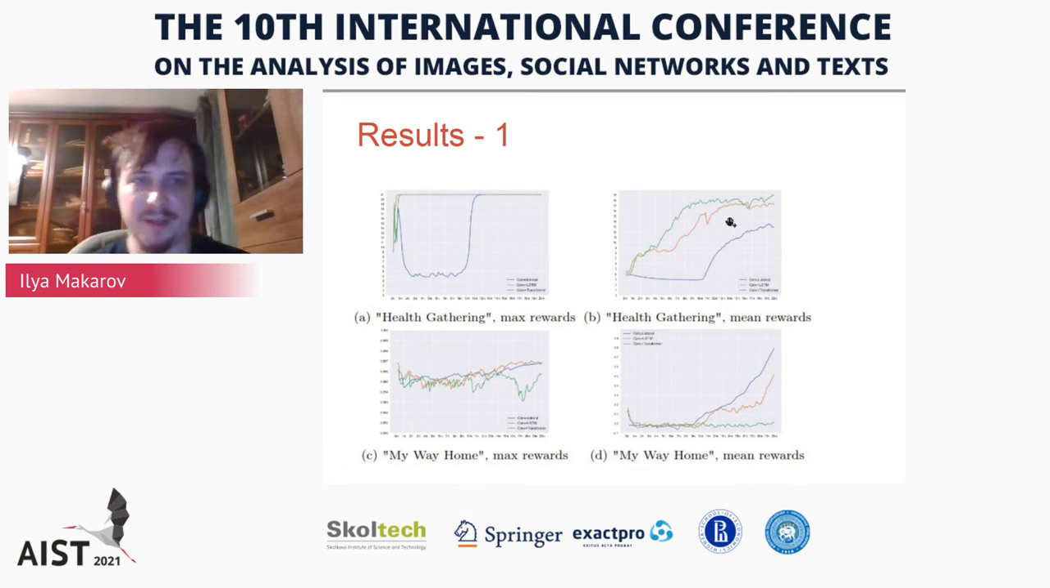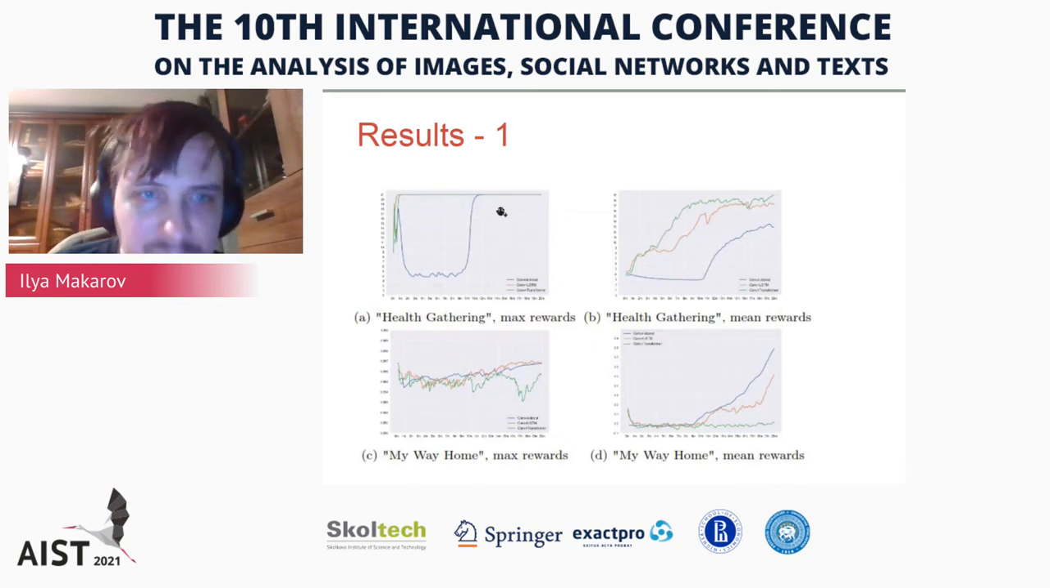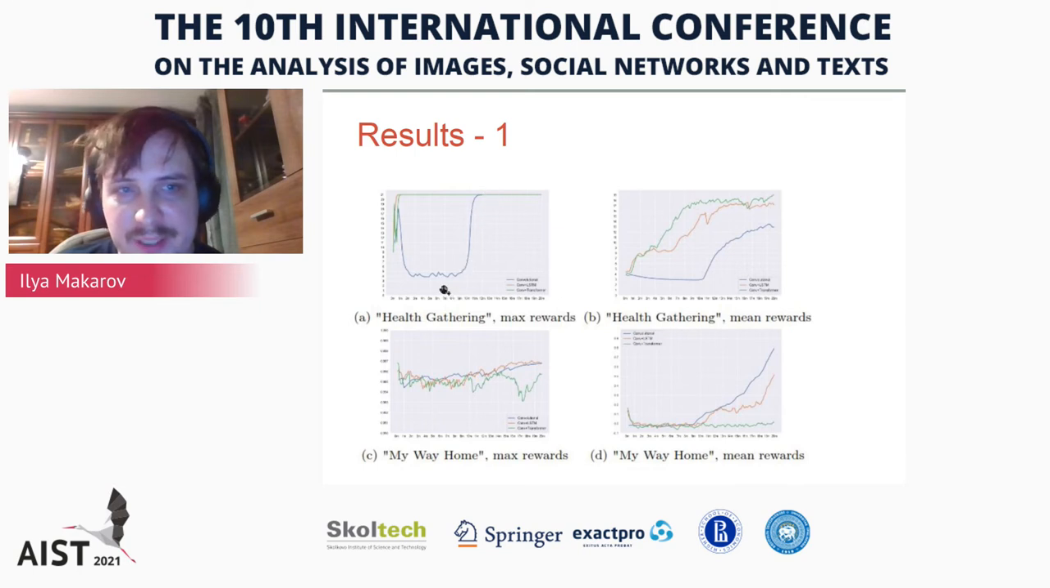For the health gathering scenario, and again for all the five scenarios that I will discuss, we report max rewards and min rewards, just to show you the differences in the policies learned by our agents. You can see that in this case the convolutional architecture significantly underperforms compared to the other cases, and the difference between transformer and LSTM models is almost negligible. In the original position, LSTM learns a much better policy compared to transformers, but that is for maximal reward.